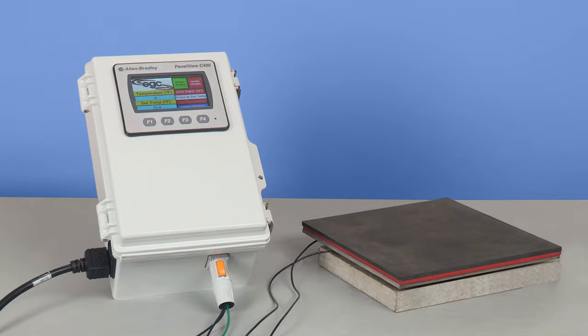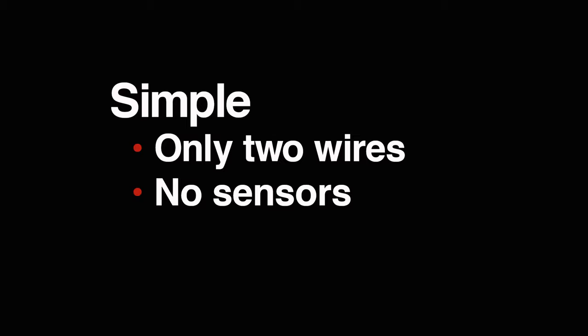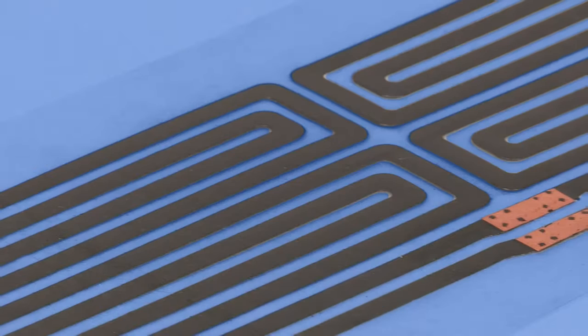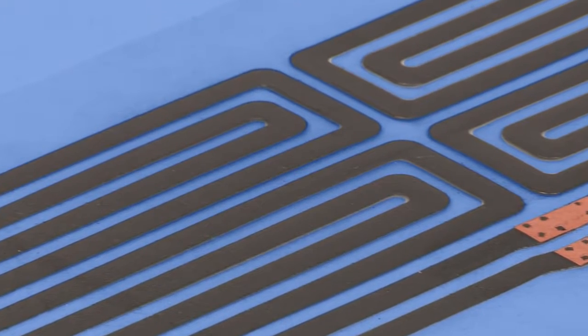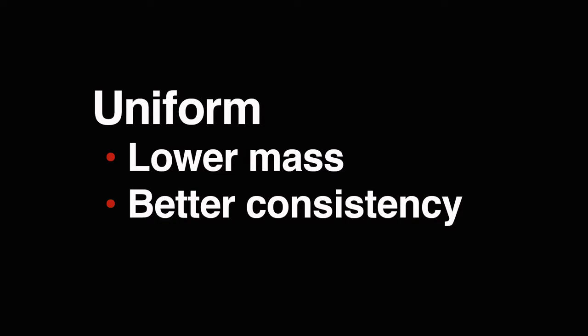So what are the big benefits of the system? Although it's got a lot under the hood, it's simple to use. There are only 2 wires that require connection, no sensors that have to be positioned or installed, and the user can program the unit in seconds. It's incredibly uniform. Based on the high surface area coverage and the heat spreading capability of the graphite element, you can design a system with a lower mass that's far more constant under varying load conditions.